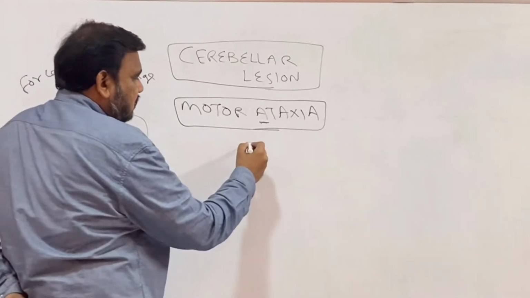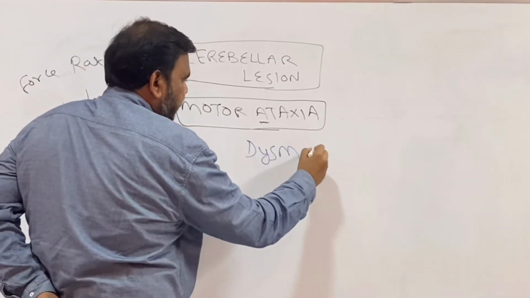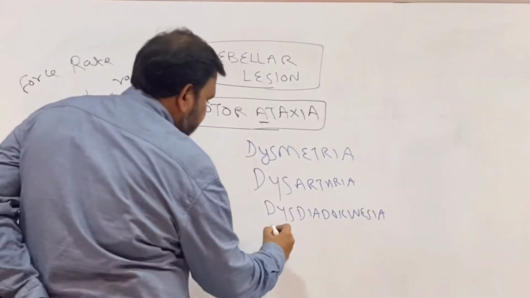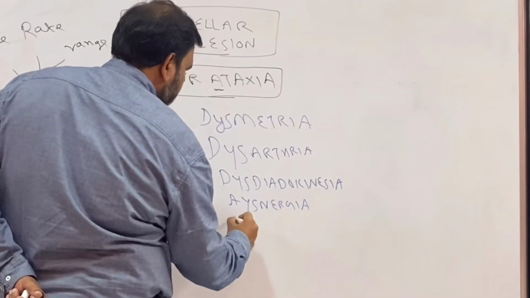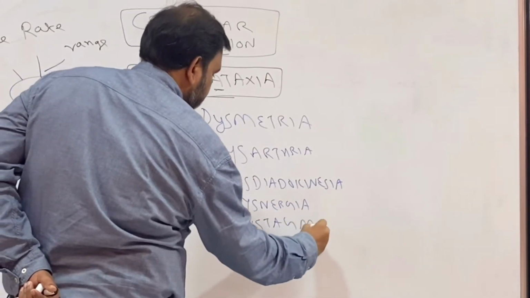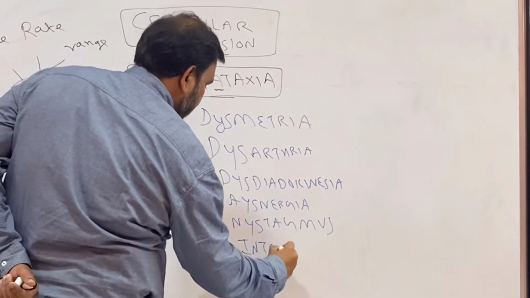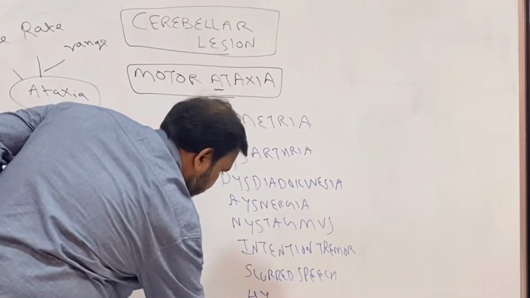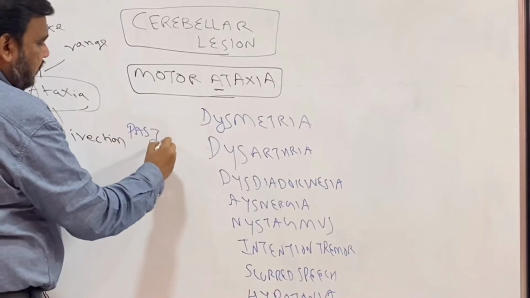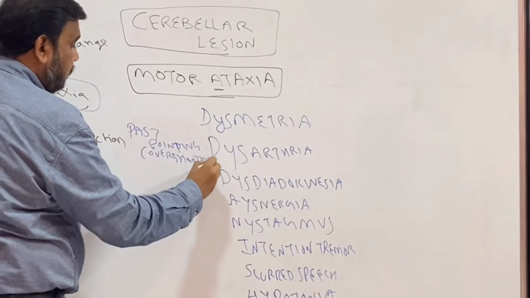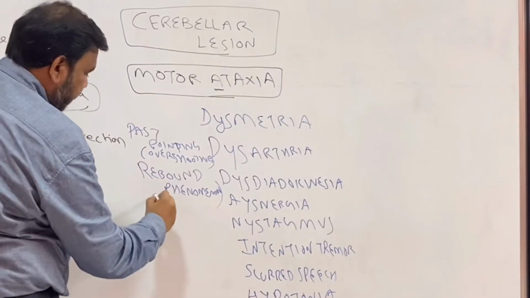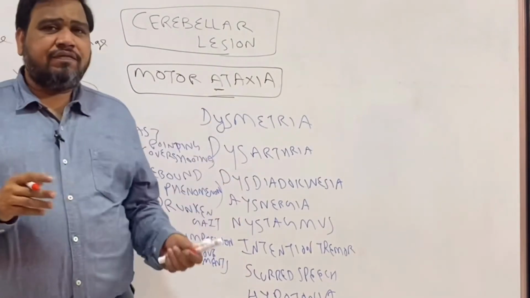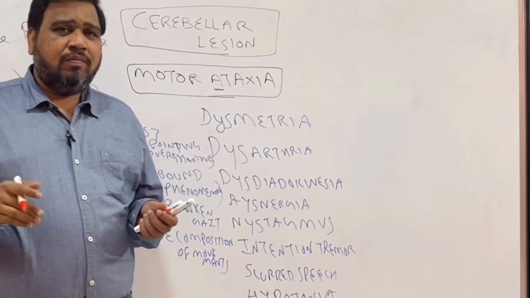I will just write: dysmetria, dysdiadokinesia, asynergia, nystagmus, intention tremor, just now you saw. Don't worry, I will explain one by one. Slurred speech, which comes already in dysarthria, hypotonia, past pointing, also called overshooting, then rebound phenomenon, then drunken gait, then decomposition. All these are features of cerebellar lesion, and there is a mnemonic, we call it Danish.